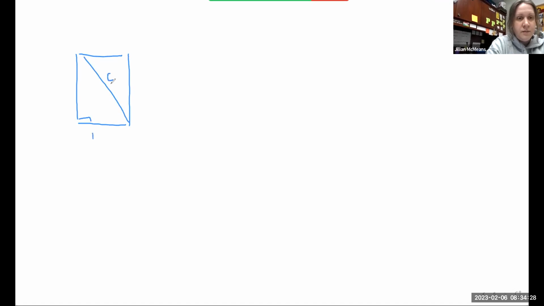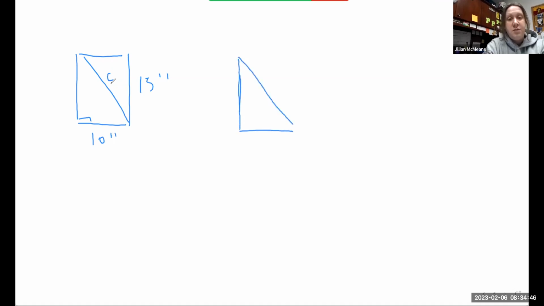Okay, so this is what we're dealing with here. I'm going to take the triangle out of this rectangle. When you do the Pythagorean theorem, you're dealing with a right triangle. This is what we're dealing with. We want to find C. We know this side is 15. This side is 10.